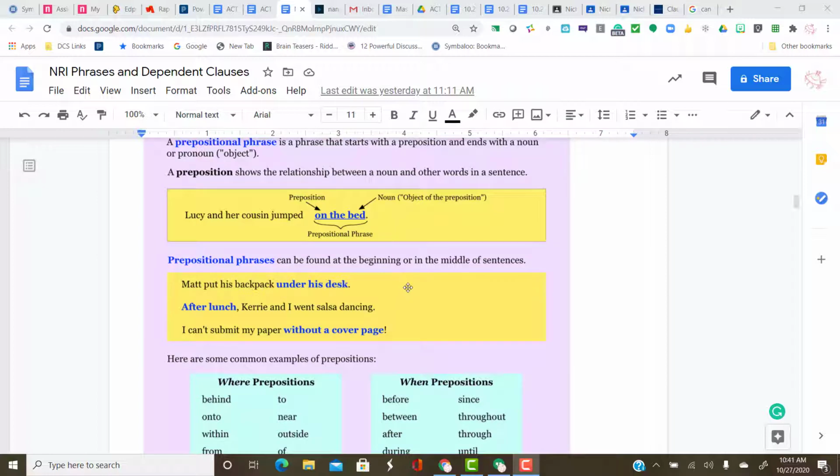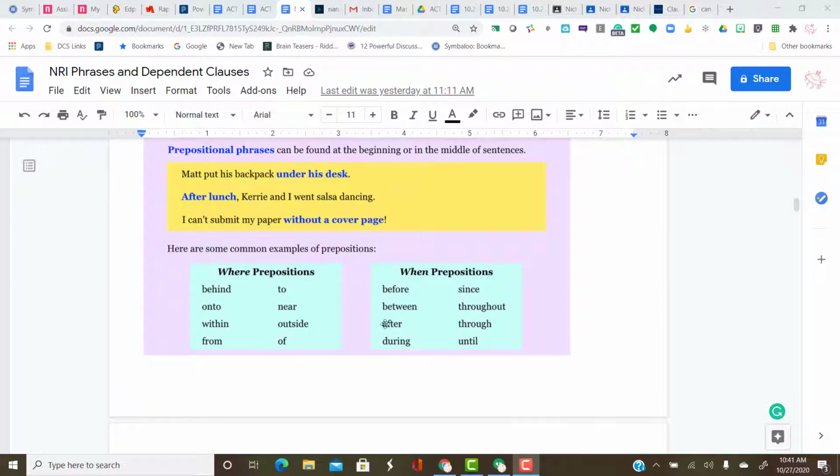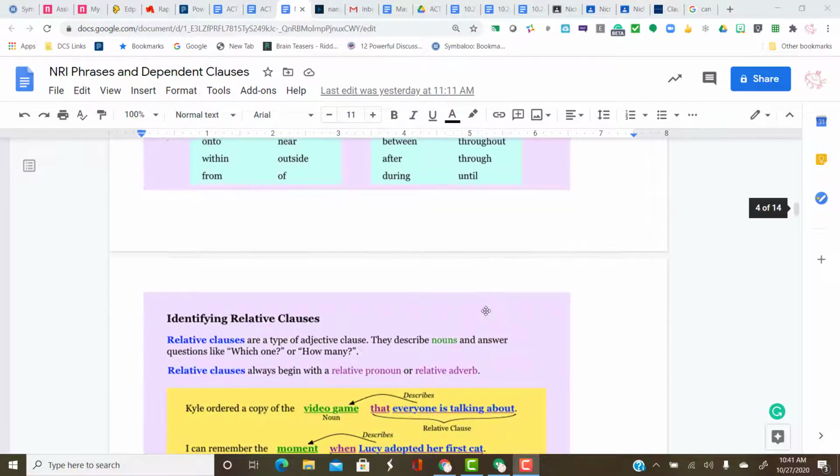Prepositional phrases can come at the beginning, in the middle, or at the end of the sentence. Matt put his backpack under his desk. There it is at the end. After lunch, at the beginning, Carrie and I went salsa dancing. They don't give an example of in the middle, but it can be in the middle too. Here's some where prepositions. Here's some when prepositions.